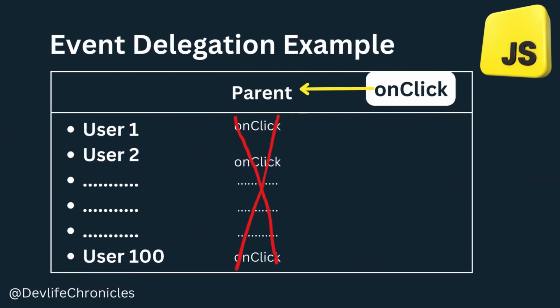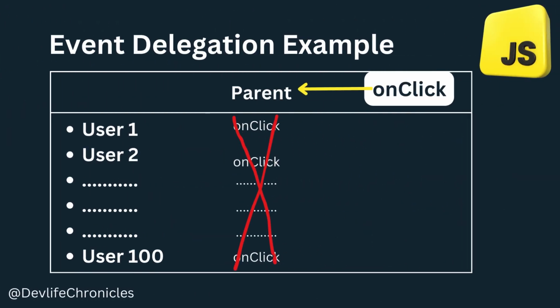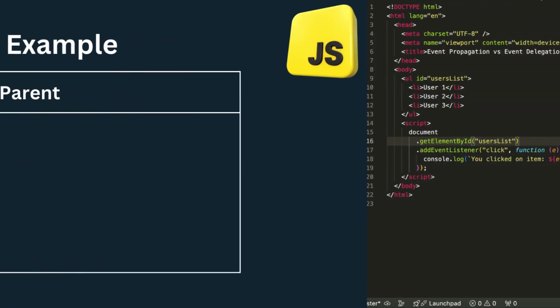Let's imagine a scenario where you have a list of 100 items and you want to perform a specific action when any item is clicked. A common but inefficient approach would be to attach an event listener to each item. This would consume a lot of resources, especially if the list grows dynamically. Instead, we can attach a single event listener to the parent element and use event delegation to handle clicks on individual items. This not only improves performance but also ensures that dynamically added elements are covered.